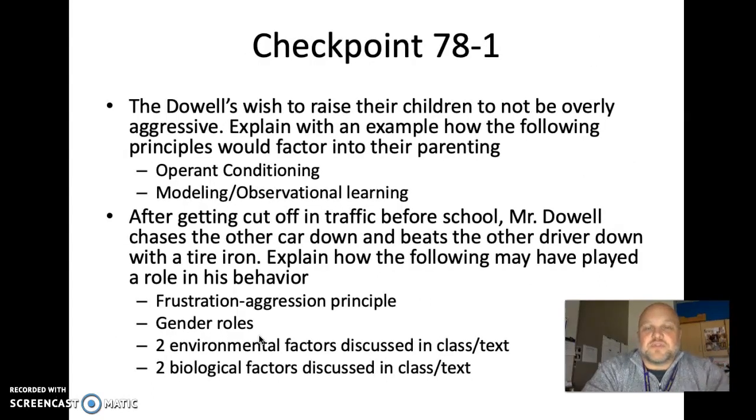And then I'll leave you with this, just a practice FRQ. Look at this and see if you can apply what you've learned to the scenario. And we'll talk about this in class in the next few days.